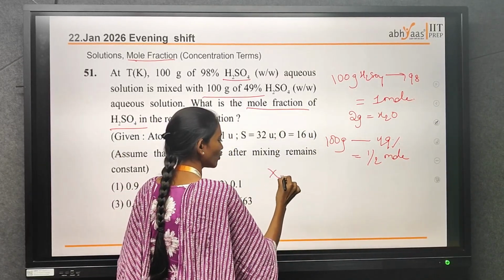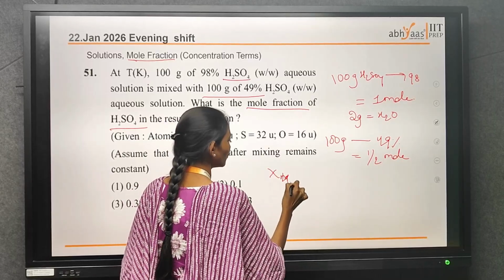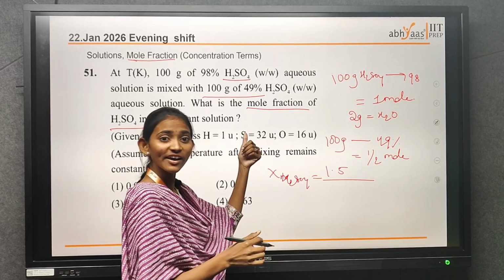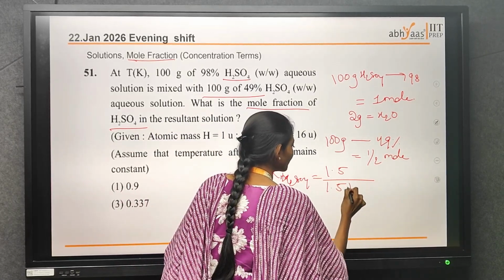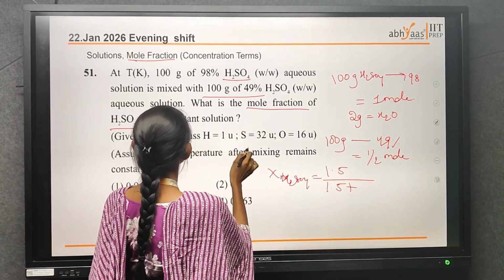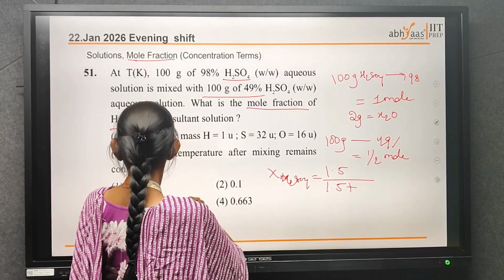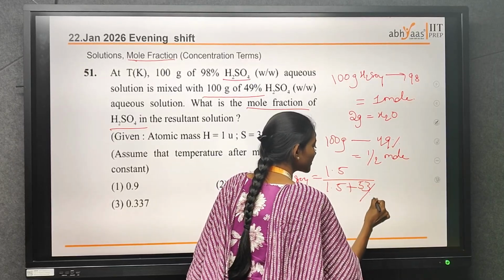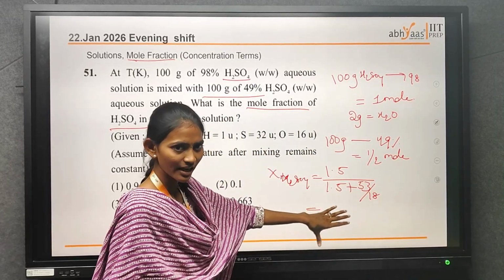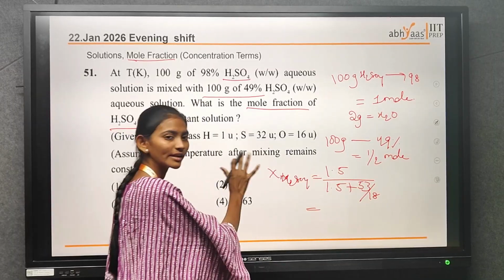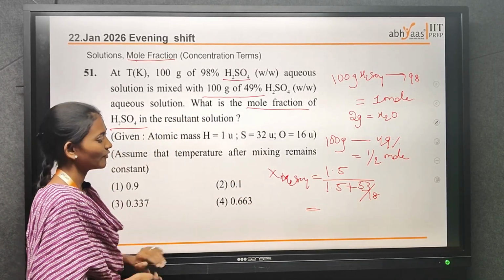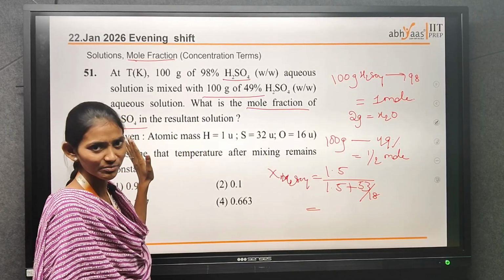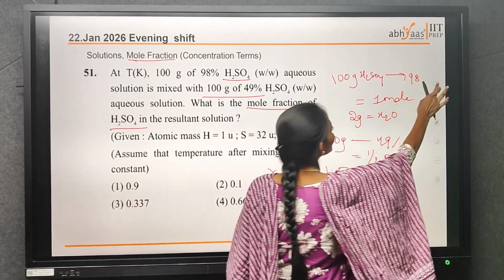The mole fraction of H2SO4 is (1 plus 0.5), that is 1.5, divided by 1.5 plus the moles of water. Here you are having 51 grams plus 2, that is 53 grams of water, and the molecular weight of H2O is 18. While doing this calculation, you will get some value, and you can assume that it will be in one of the options. So this is a very simple question, not that lengthy, a moderate one. And moving on to the next question.